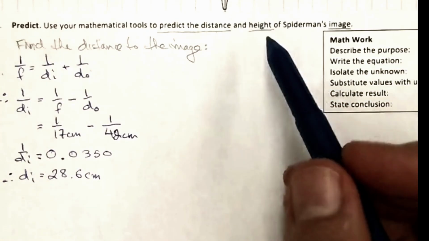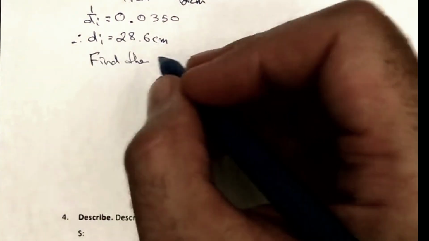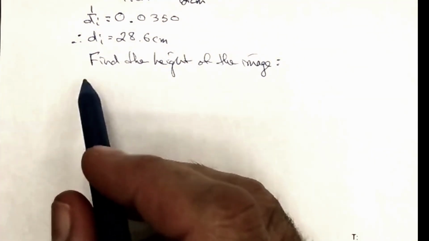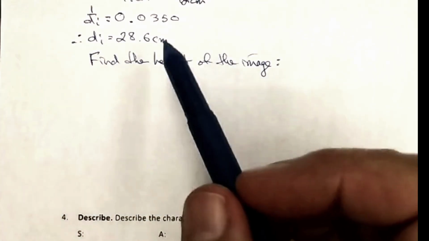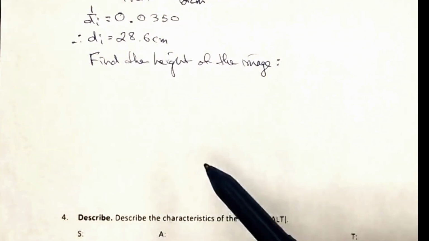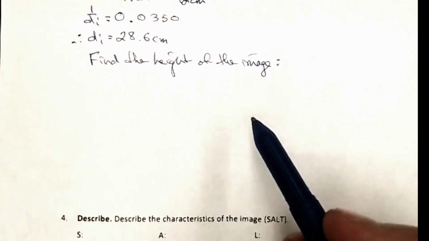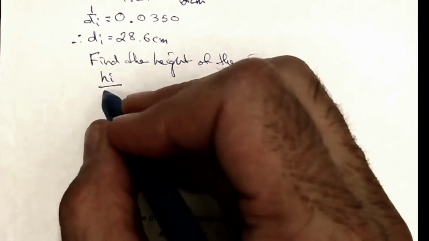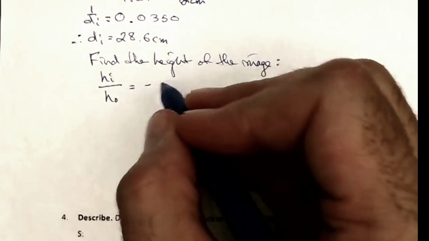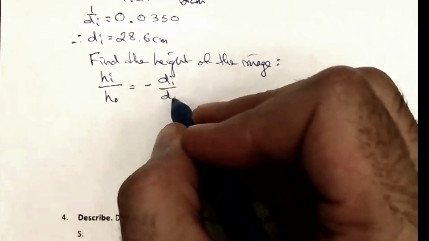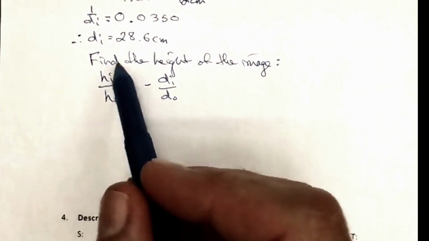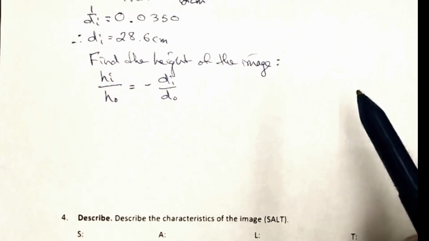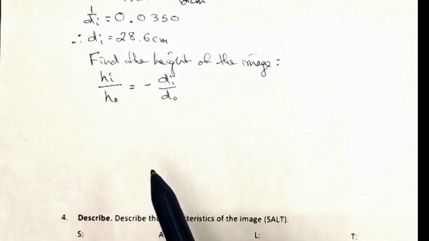Our next task is to find the height of Spider-Man's image. We follow the same process as before. Let's describe the purpose of this work: we want to find the height of the image. Now we know the distance to the image, the distance to the object, and the height of the object, so we're going to use the version of the equation that looks like this: Hi over ho is equal to negative di over do. Our goal here is to find the height of the image, and so the next step after writing the complete equation is to isolate the unknown.